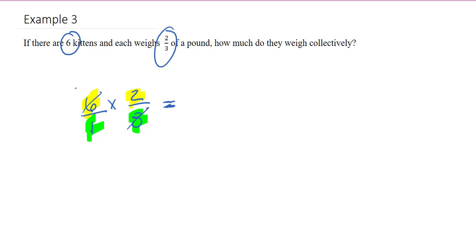So 6 divided by 3 is 2. 3 divided by 3 is 1. Now we have the top, which is 2 times 2, so that's 4. And on the bottom we have 1 times 1, so that's 1. So our answer then is 4. The kittens collectively weigh 4 pounds. Now let's do another example.